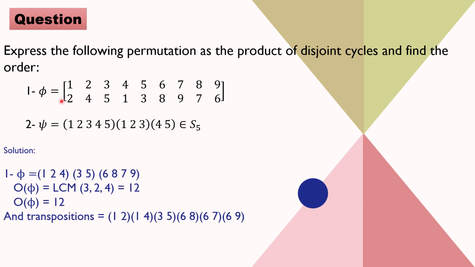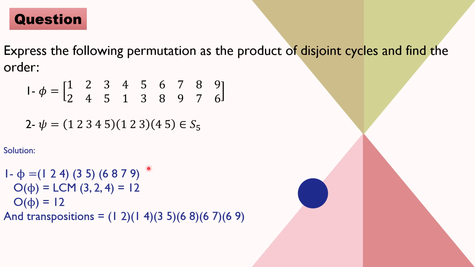Now, first question, you have phi equal to this permutation. From the permutation, how do you make the cycles? You see the first element, 1 goes to 2, 2 goes to 4, and then 4 goes to 1. So that's one cycle, (1 2 4). Then 3 goes to 5 and 5 goes to 3, so (3 5). Then 6 goes to 8, 8 goes to 7, 7 goes to 9, and 9 goes to 6. So that's another cycle. So you now have 3 disjoint cycles.